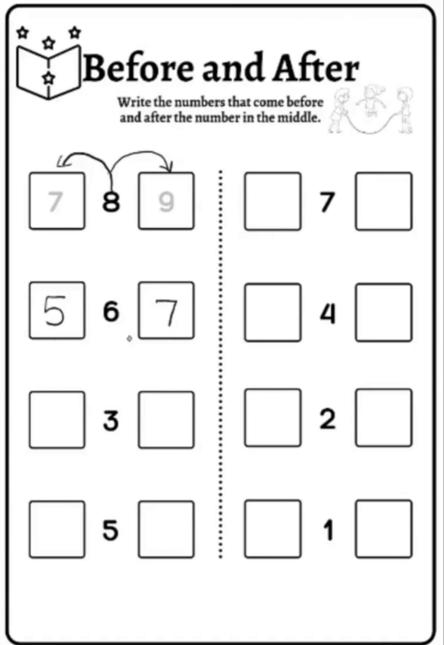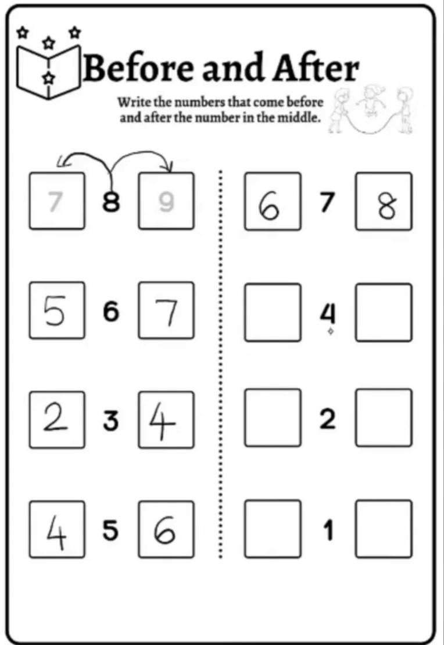5, 6, 7. 3 is given. What comes before 3? 2. 2, 3 and after 3, 4. 5. Before 5 comes 4. And after 5 comes 6. 4, 5, 6. Now what's the number given? 7. Before 7 comes 6. And after 7 comes 8.